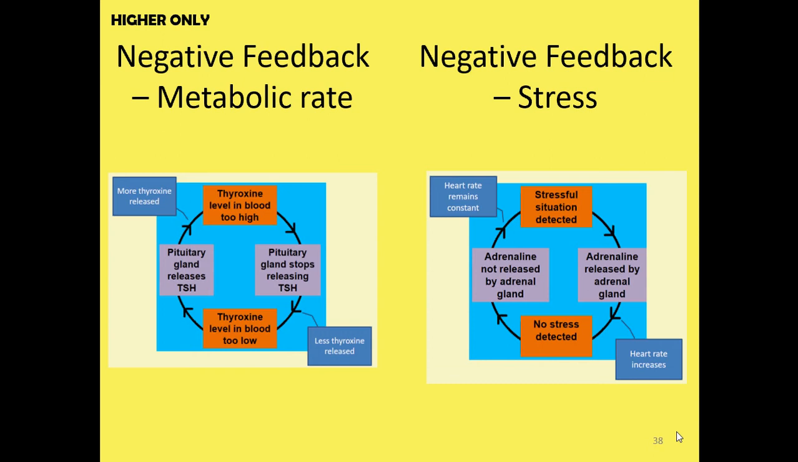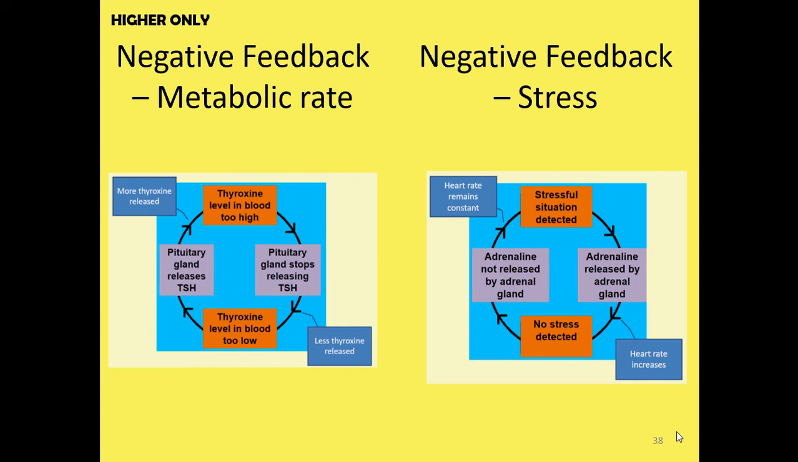So if we're at the bottom of that left-hand diagram, thyroxine levels in the blood are too low, so the thyroid in the throat isn't releasing enough thyroxine. The pituitary gland releases more TSH, more thyroid stimulating hormone, which stimulates the thyroid to release more thyroxine and bring that thyroxine level back up. I think that one's easier to understand, but then when we look at it in reverse, too much thyroxine, and the pituitary gland stops releasing the TSH, stops stimulating the thyroid to make more.